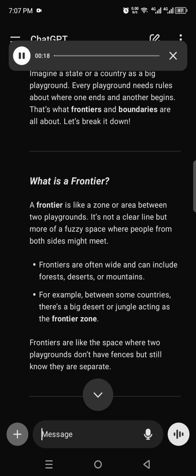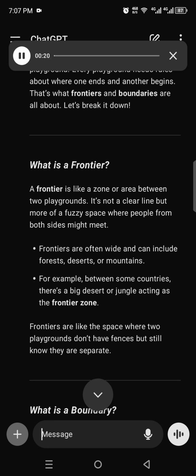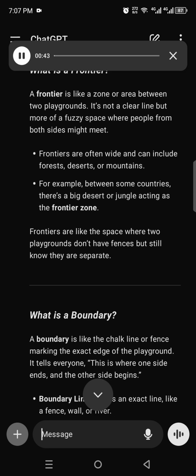What is a frontier? A frontier is like a zone or area between two playgrounds. It's not a clear line, but more of a fuzzy space where people from both sides might meet. Frontiers are often wide and can include forests, deserts, or mountains. For example, between some countries, there's a big desert or jungle, acting as the frontier zone. Frontiers are like the space where two playgrounds don't have fences, but still know they are separate.